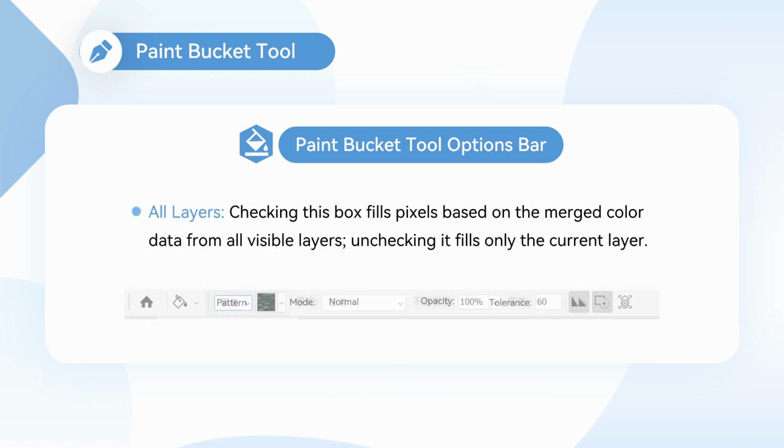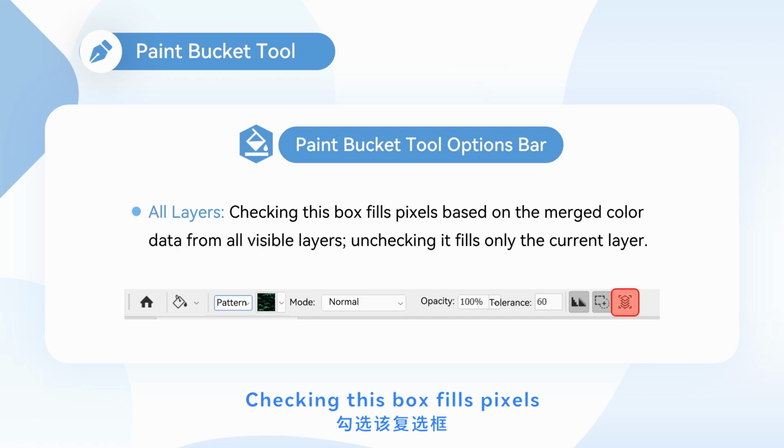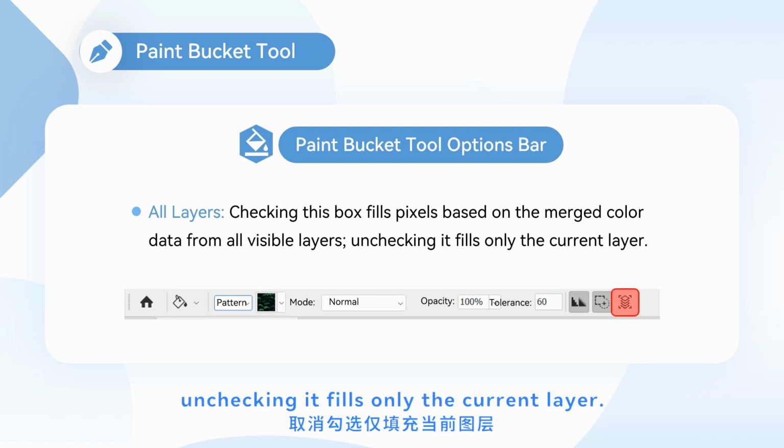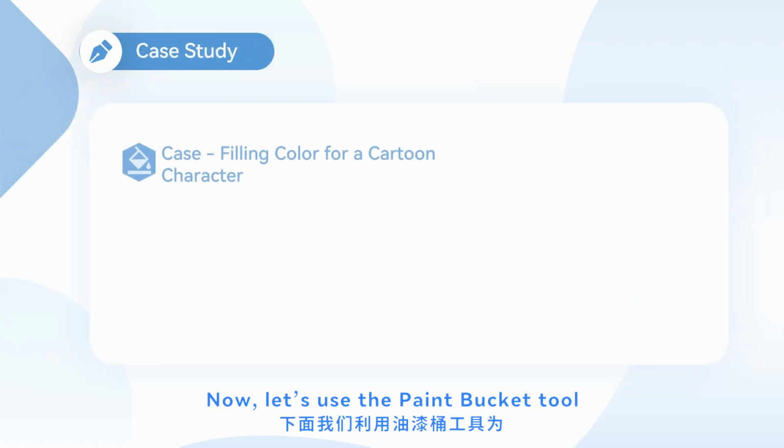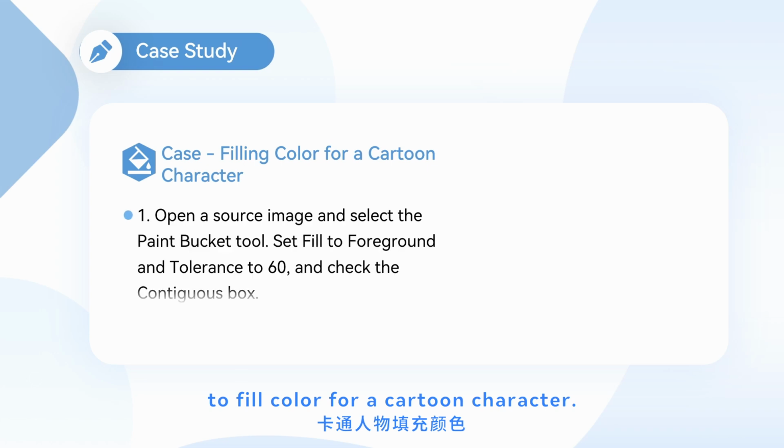All layers: checking this box fills pixels based on the merged color data from all visible layers. Unchecking it fills only the current layer. Now, let's use the Paint Bucket tool to fill color for a cartoon character.